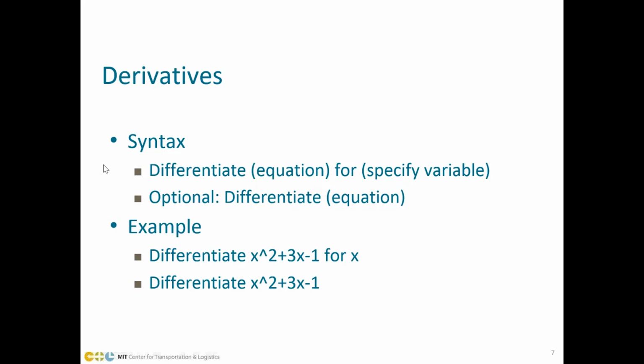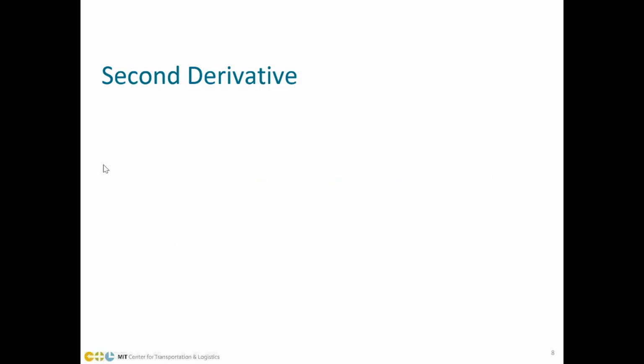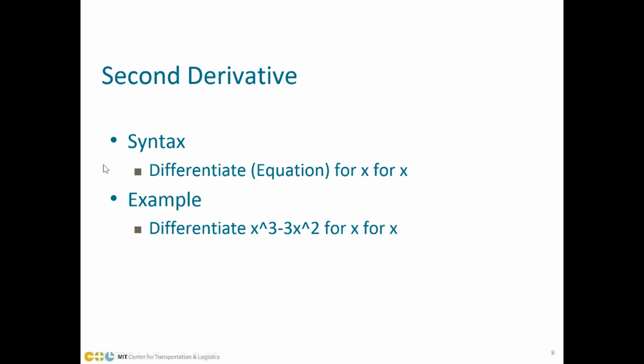Going back to our slideshow, we will move into second derivatives. To calculate second derivatives in SciMath, we simply use the syntax differentiate equation, and you specify for which variables to differentiate. In this case, we're going to use "for x for x," meaning we differentiate for x twice. An example of this is differentiate x cubed minus 3x squared for x for x. So we're going to go over to SciMath and we're going to plug that in right now.